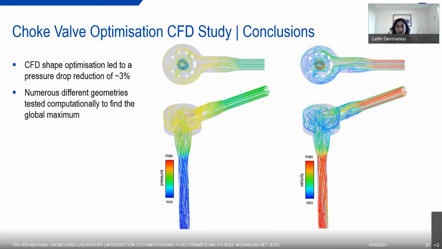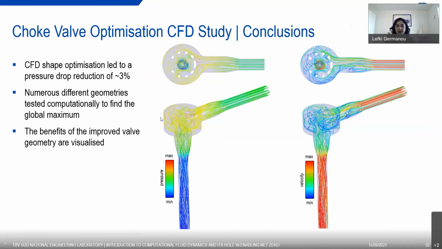Additionally, this whole study was performed during the pandemic, so CFD is not affected by COVID in the sense that we don't have the limitations and restrictions posed by traveling because of COVID.